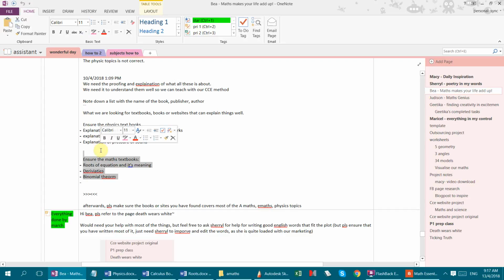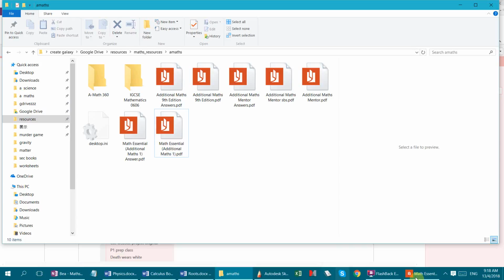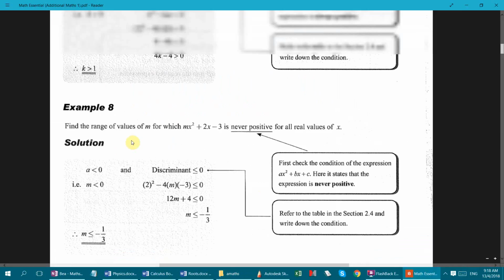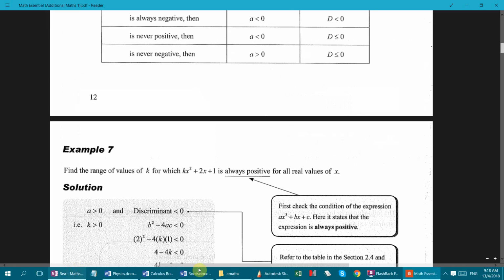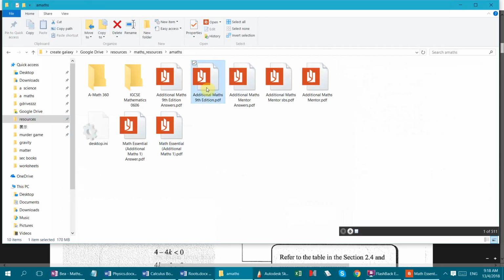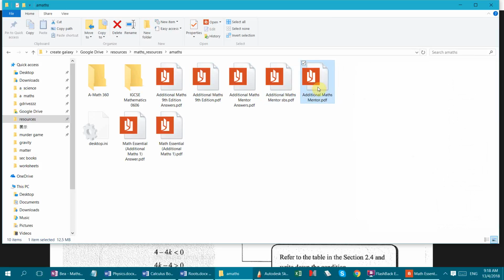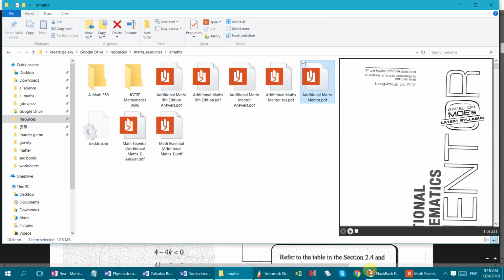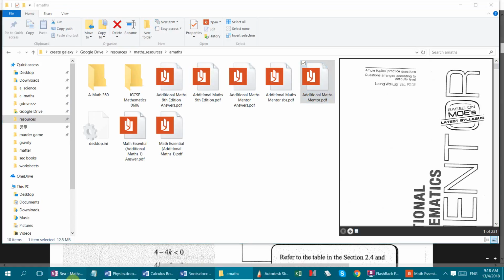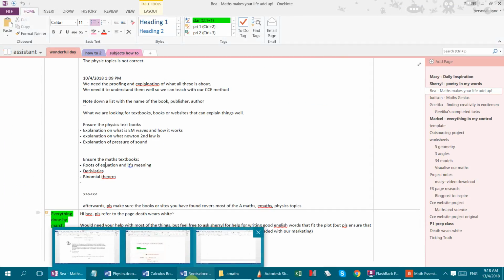Please go to the textbooks as well and see if the few textbooks that you have found are able to cover most of the AMAX topics, through the AMAX books. Don't use this book. You can use this book, but this will be a better one, and this will be a better one as well. All right, I think that's about it.